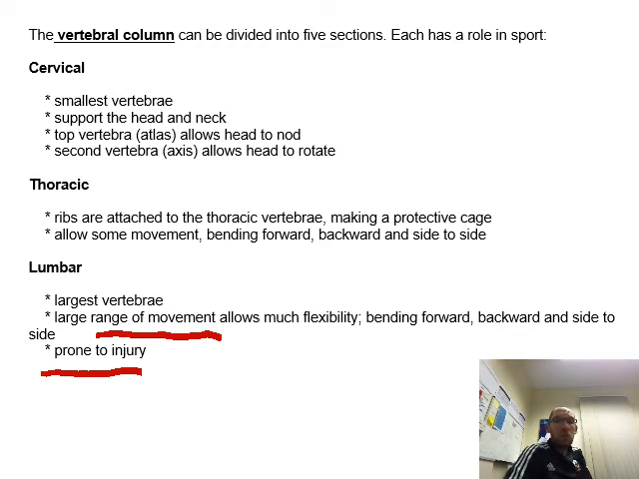The next one is the lumbar. Lumbar is the largest vertebrae, okay, and this gives you the most range of movement, just here. It allows you to be a lot more flexible, so bending forward, bending back, moving side to side. Now, because it is the largest area and offers the largest range of movement, that's the one where you go, oh, I've got a bad back, it's hurting. That's the one that usually gets injured more because that's the one that can move more.